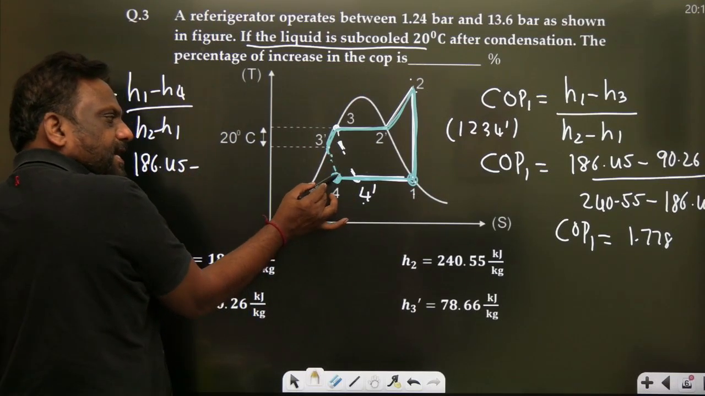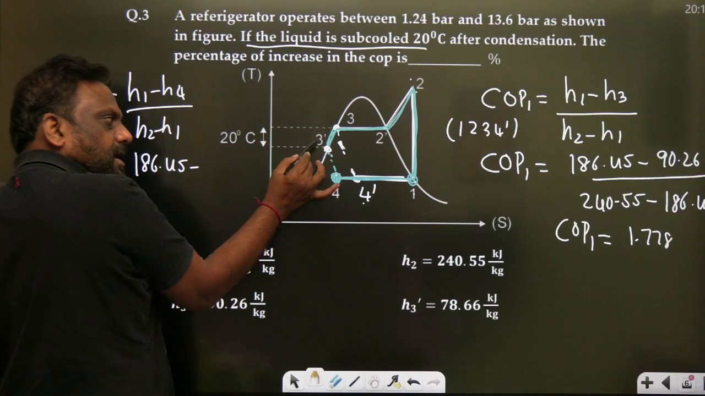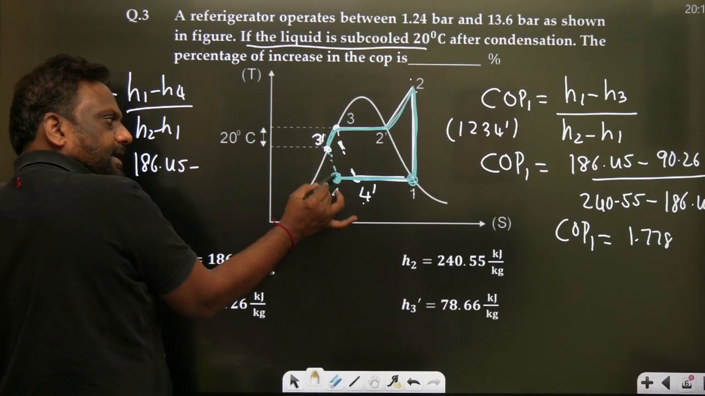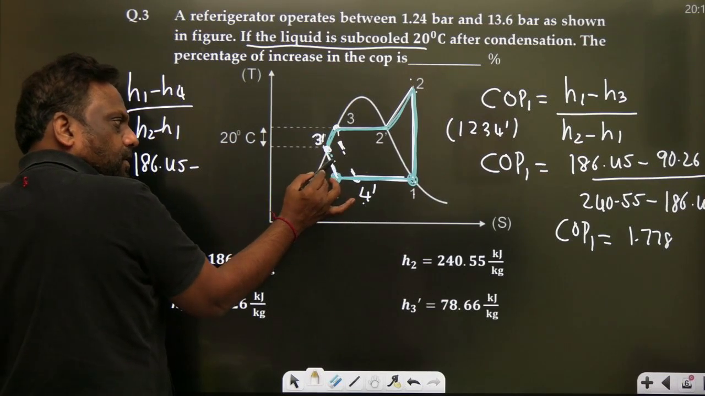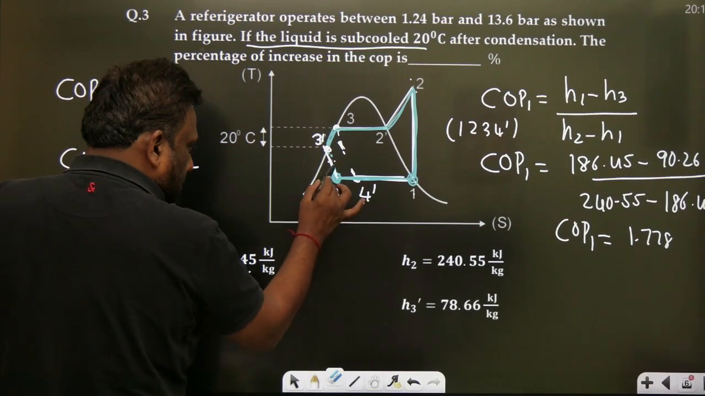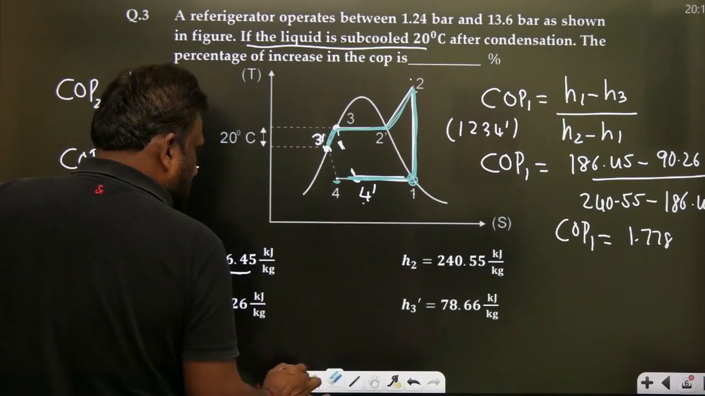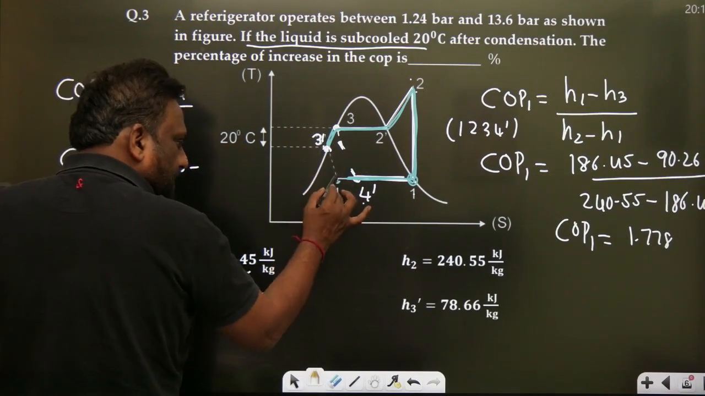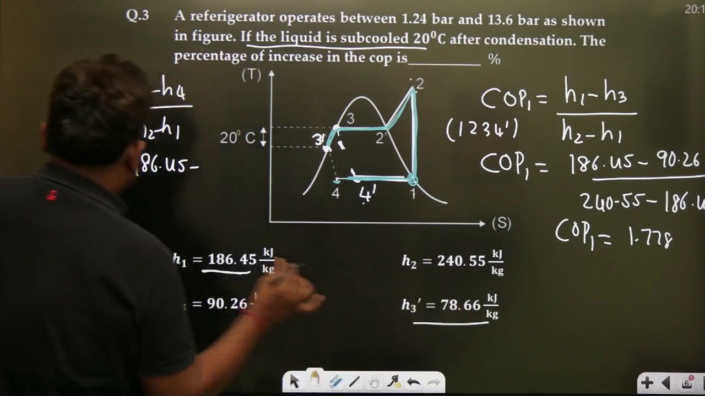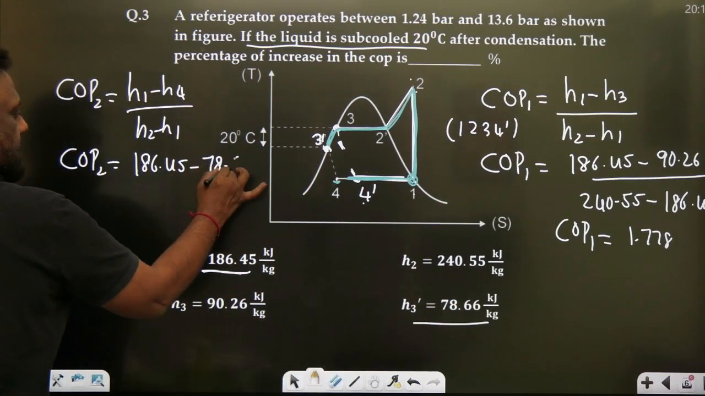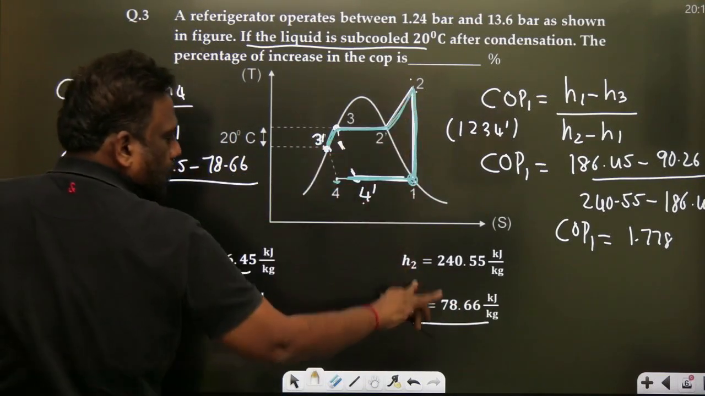H4. Look, sir, H4 is also H3 dash, because 3 dash to 4 is throttling. So I will write H3 dash is H4. So already H3 dash is 78.66, by H2. What is H2?